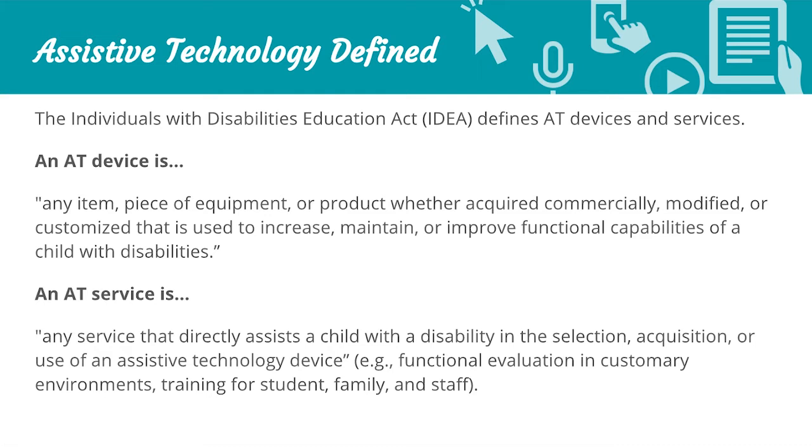In Boston Public Schools, we refer to this for communication as well as the academic aspects. This might include a communication book, an iPad with a speech-generating application, a Chromebook or a computer, as well as hearing assistive devices. An AT service is defined as any service that directly assists a child with a disability in the selection, acquisition, or use of an assistive technology device. For example, functional evaluation in customary environments, training for students, family, and staff.